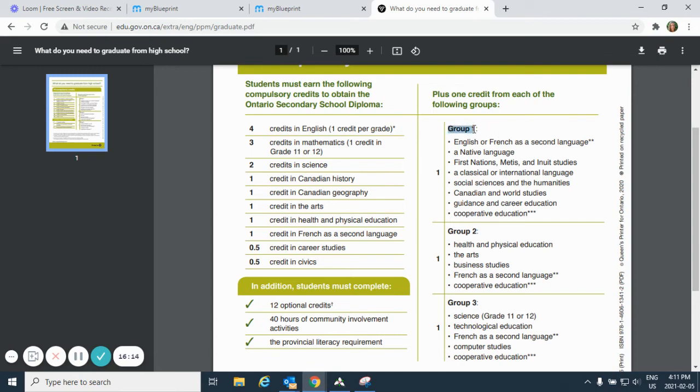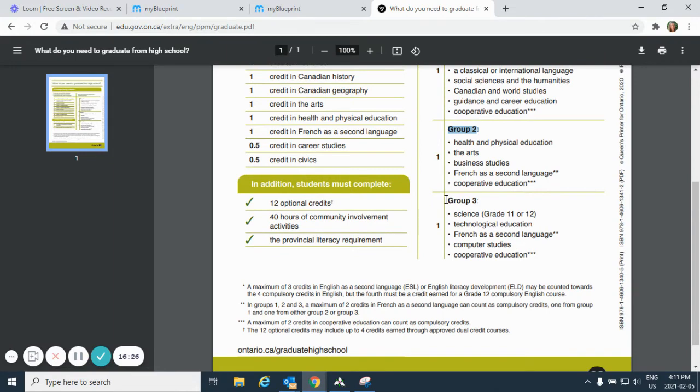You need to have a credit in group 1, which is 1 credit from any of these subject areas. You need to have a credit in group 2, which is a credit from any one of these subject areas, and your credit in group 3, which could be a grade 11 or 12 science, a credit in tech, a second French credit, a credit in computer studies, or in co-op.